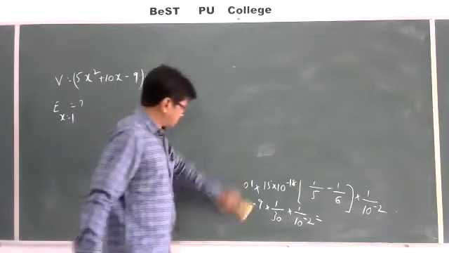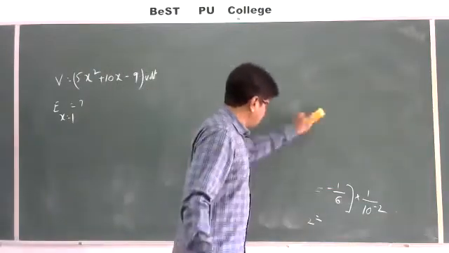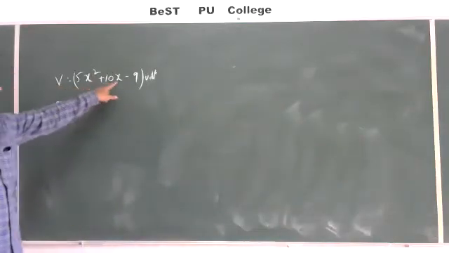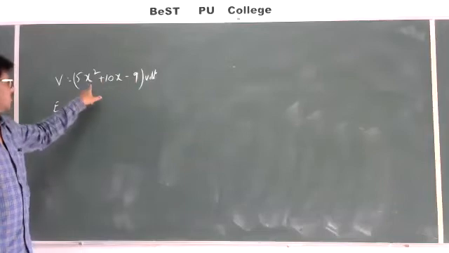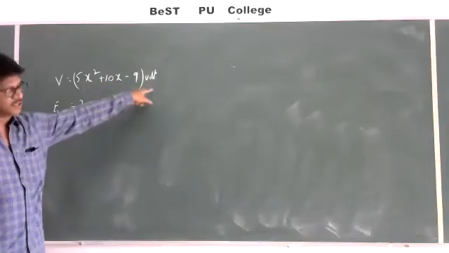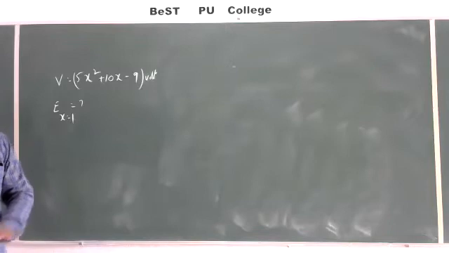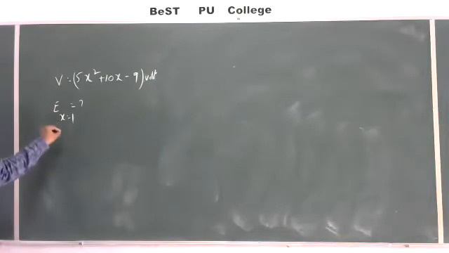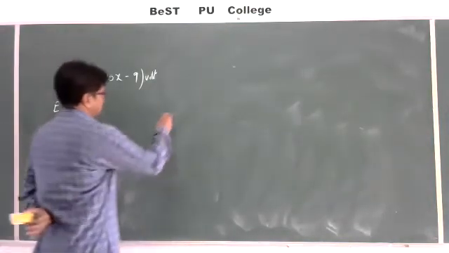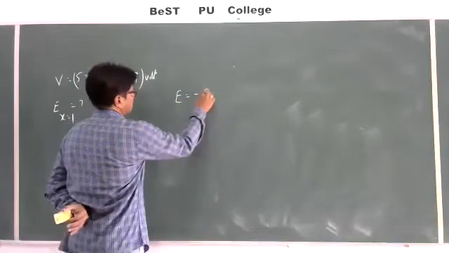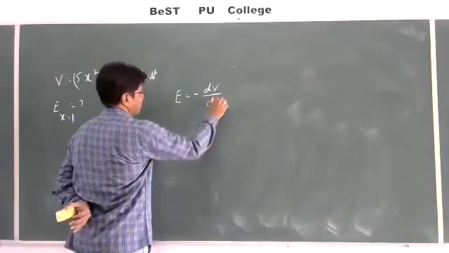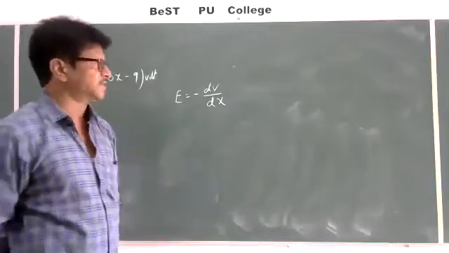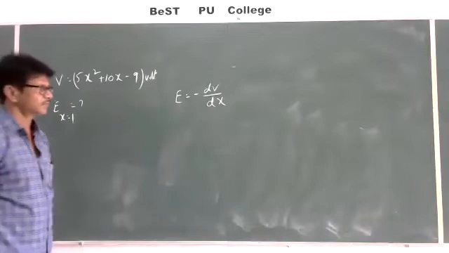So we are given the potential, but the potential is not a constant here. Potential is varying with respect to the x value. As the value of x changes, its potential will also change. In such a case, what is the relation between the potential and electric intensity? We can write E is equal to minus dV by dx. That is the relation between electric intensity and potential.